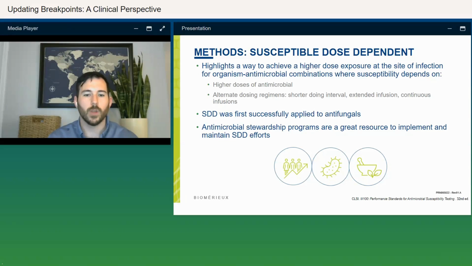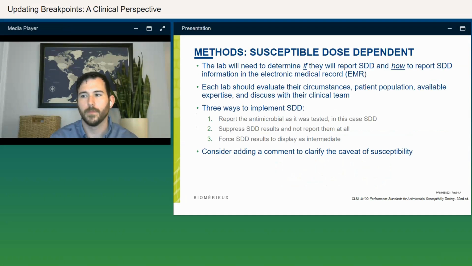Antimicrobial stewardship programs are going to be a great resource for implementing and maintaining SDD efforts. Just as clinicians didn't necessarily have a very strong grasp on what intermediate meant or was, they need to be taught what SDD is as well. A lab is going to need to determine if they're going to report SDD, and if they do, how are they going to do so?